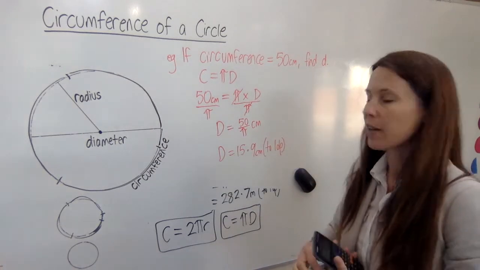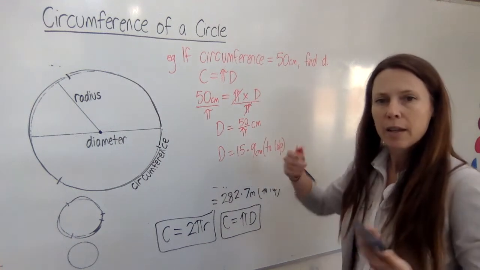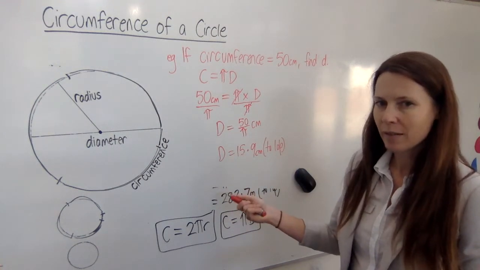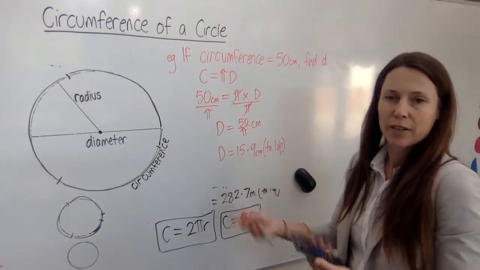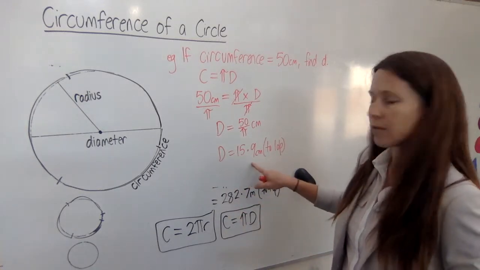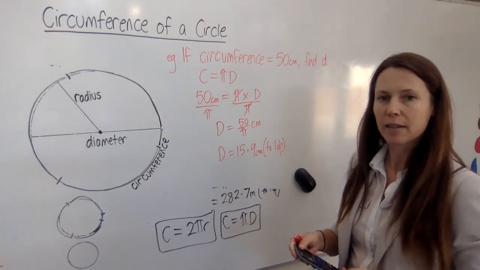So that's an example of how you can work backwards. When you know the circumference, you can find the diameter. How could you find the radius from this? Well, that's right, if you know the diameter, you can just halve it or divide it by 2, and that will give you the radius, which in this case is going to be a little bit less than 8 centimetres.